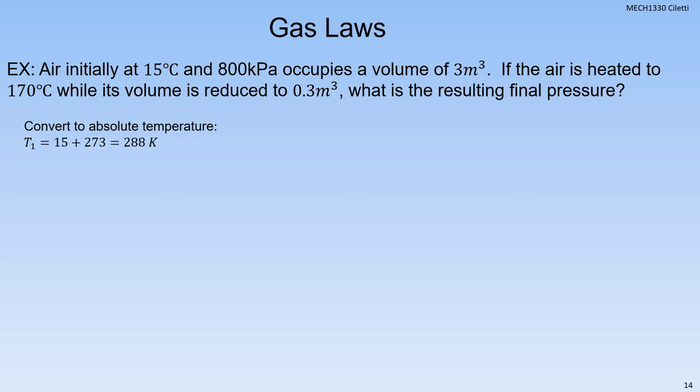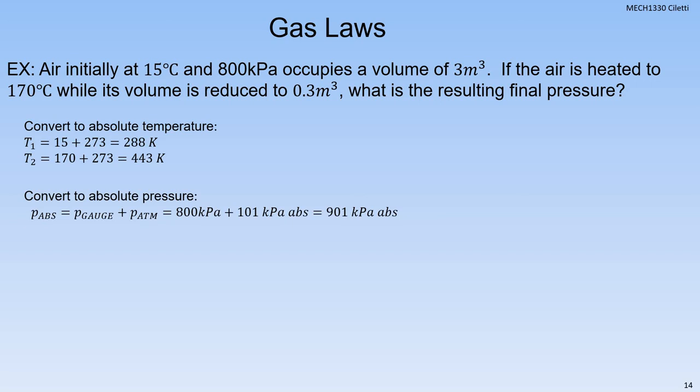We've got to go to Kelvin. So we're going to take 15 plus 273, and 170 plus 273, so we're using 288 Kelvin and 443 Kelvin. Then we have our initial pressure of 800, so we've got to use that. That's our gauge pressure. And then we have our atmospheric pressure, which is 101. When we add those together, we get 901 kPa, and that's our absolute pressure.